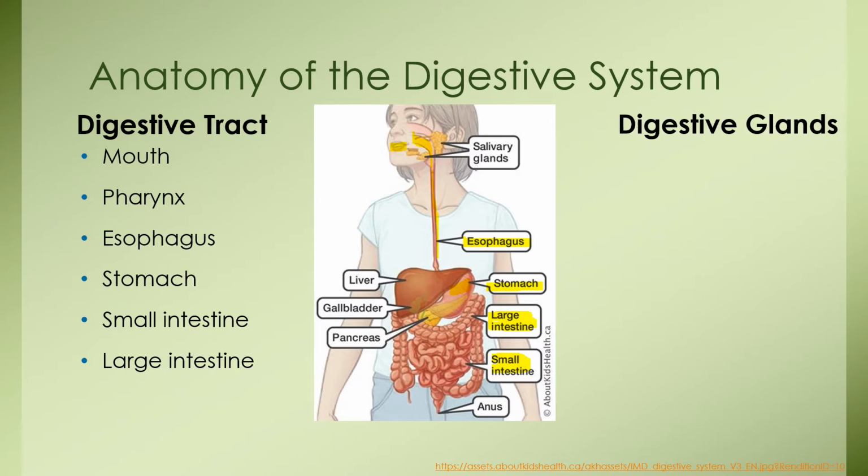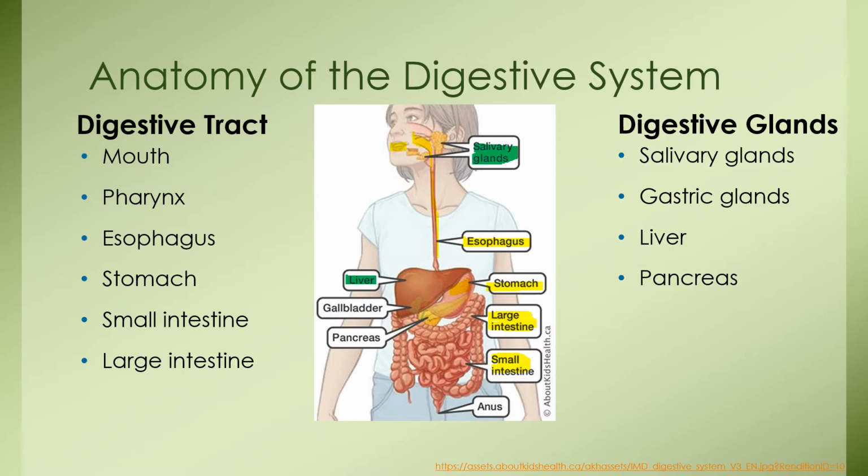For digestive glands, I'm going to change the color, is first the salivary glands here on the mouth. The gastric glands are inside the stomach, so inside the stomach we have these gastric glands. The liver here is a separate gland. The pancreas here. And the intestinal glands. So just like in the stomach we have the gastric glands, in the intestine we have the intestinal glands that also secrete substances.